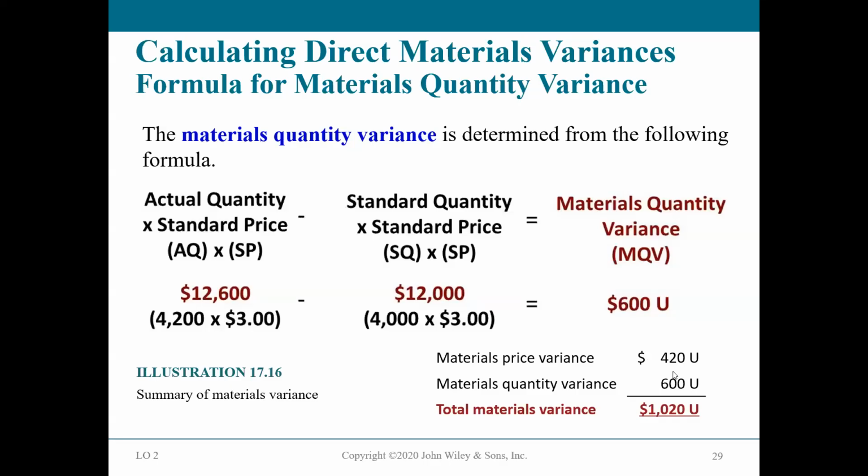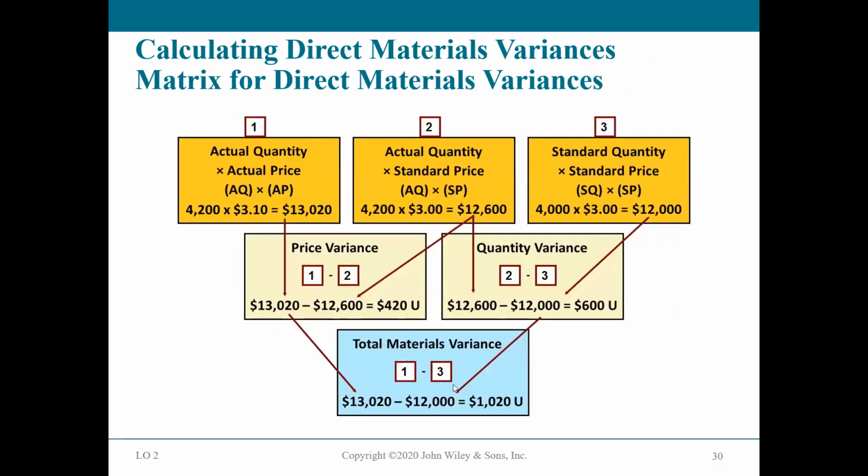So if we add our price variance of 420 unfavorable and quantity variance of 600 unfavorable, we'll get our total materials variance that we identified 3 slides ago of 1,020 unfavorable in total. So we've now split it between price and quantity. Just to visually put this together, based on that chart from about 4 slides ago, with our total materials variance split between price and quantity.